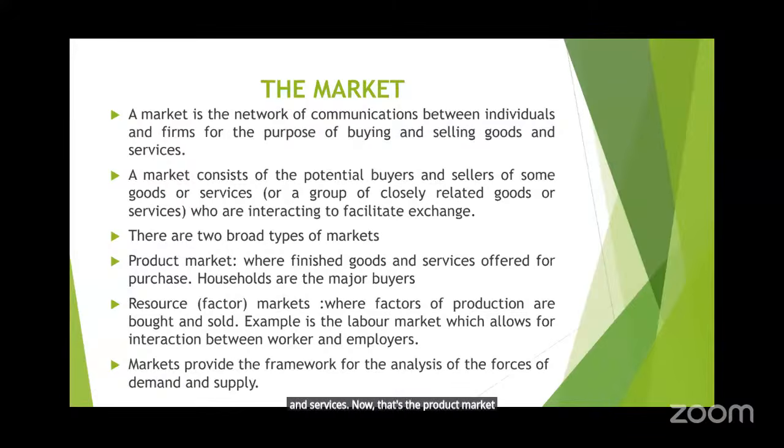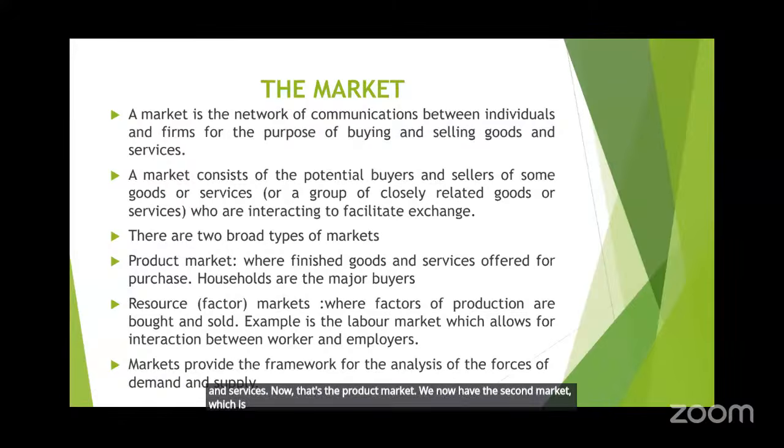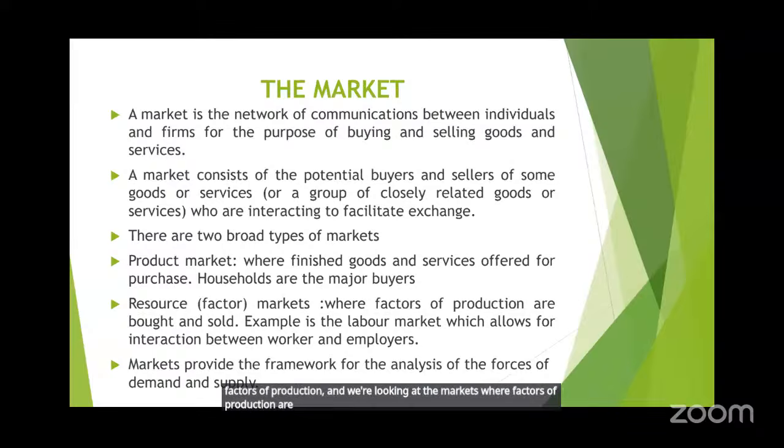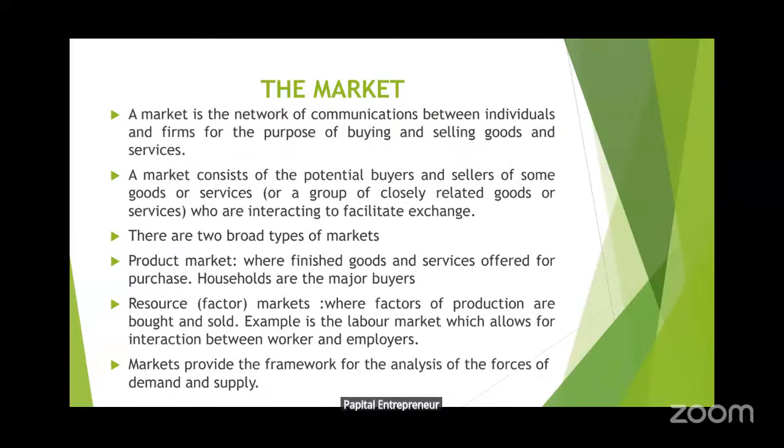We now have the second market, which is the resource market. It can also be called the factor market, and the factor here is talking about the factors of production. We're looking at the market where factors of production are bought and sold. Of course, we already know what the factors of production are: land, labor, capital, entrepreneur. Each one of these has its own market.